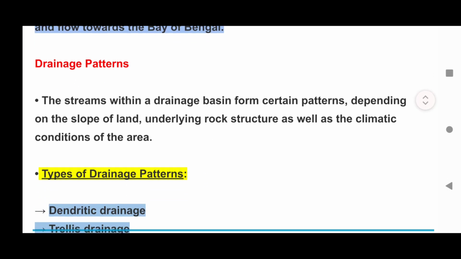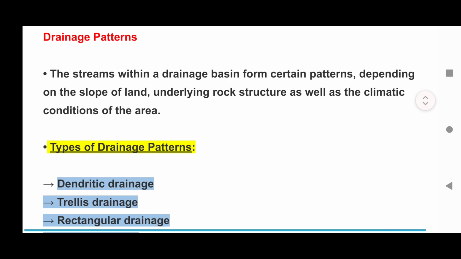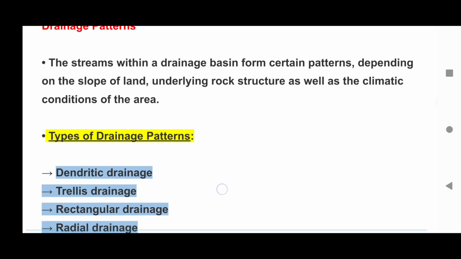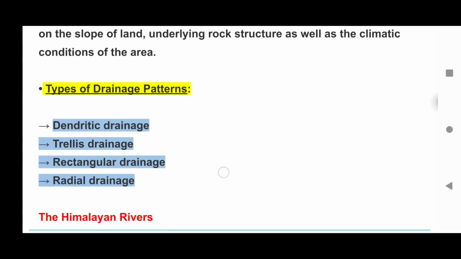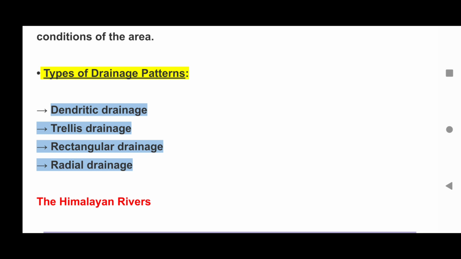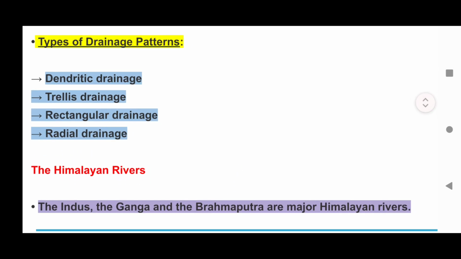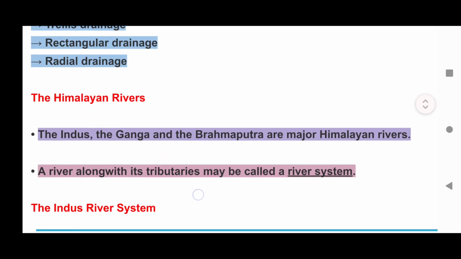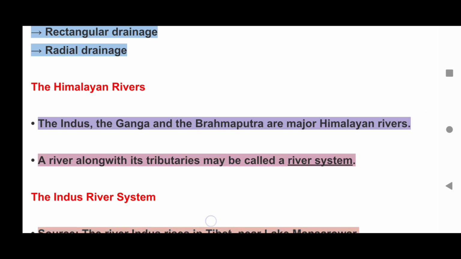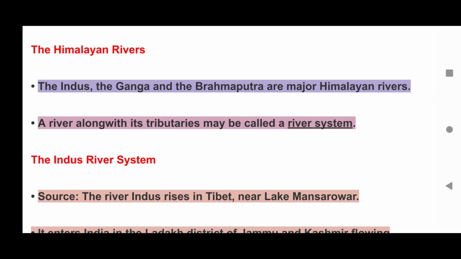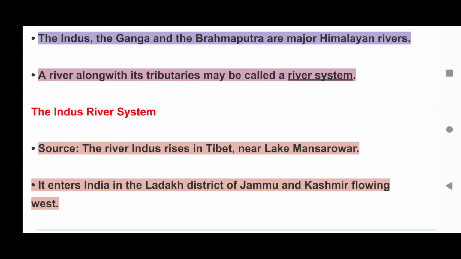Drainage patterns. The streams within a drainage basin form certain patterns depending on the slope of land, underlying rock structure as well as the climatic condition of the area. Types of drainage patterns: dendritic drainage, trellis drainage, rectangular drainage, radial drainage. The Himalayan rivers. The Indus, the Ganga and the Brahmaputra are major Himalayan rivers. A river along with its tributaries may be called a river system.